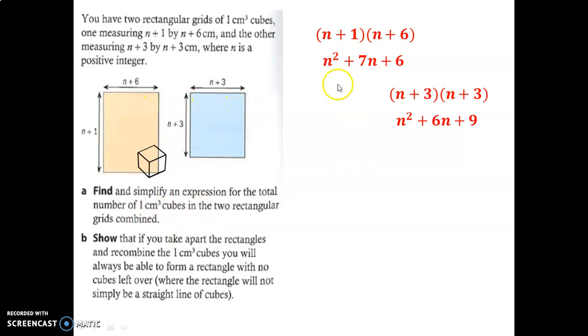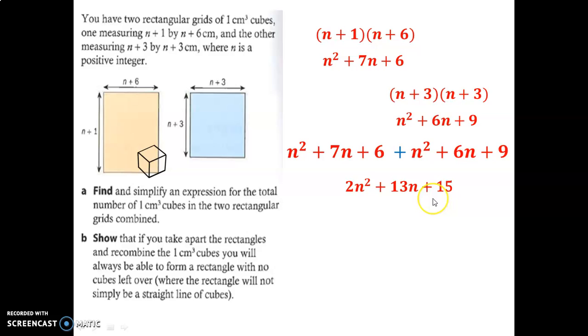So if you combine those two areas, you're just going to add this one and this one, right? This represents an area, so does this. So we add them, we get a total area of this. Check your work. And now finally it says show that if you took the grids apart and put them together again into some new rectangle, the cubes could fit on it perfectly.